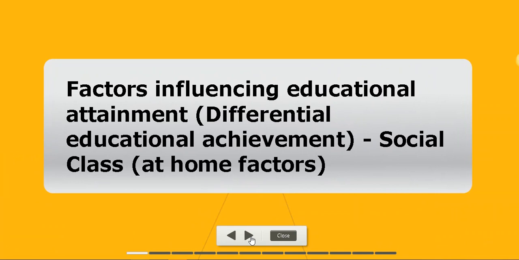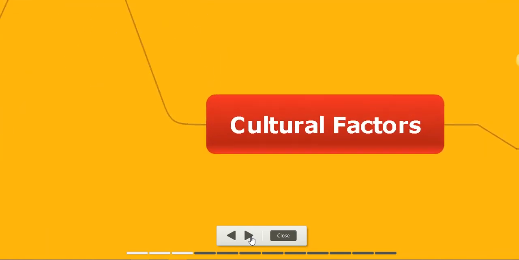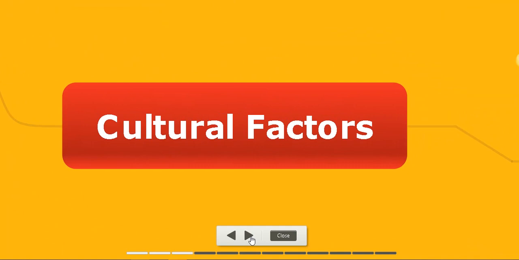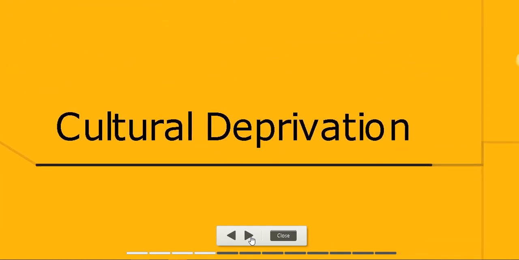As you can recall, in my previous video I gave an explanation on differential educational achievement, more precisely on social class. I have already explained to you all how material deprivation generally has a negative effect on educational achievement. So now I will explain how cultural factors, that is cultural deprivation, affect educational achievement.